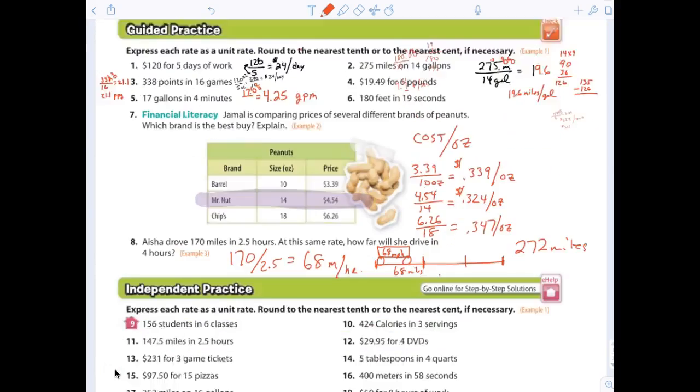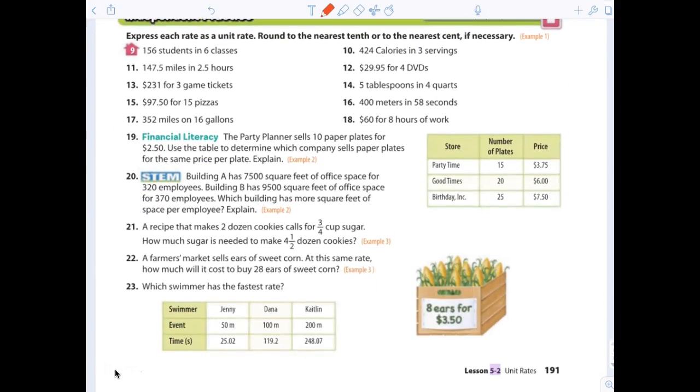Your homework is 9 through 23. Make sure you take care of the business. With a calculator.